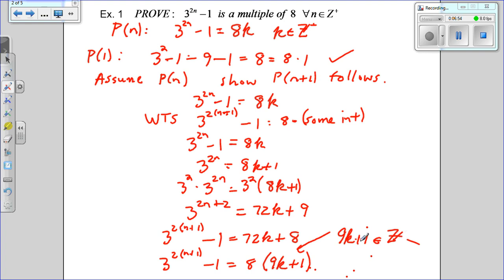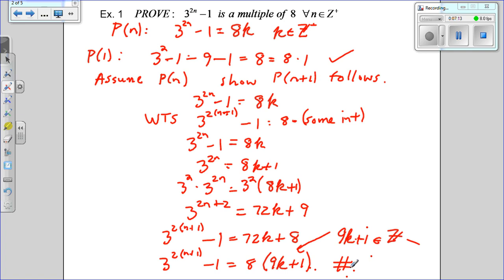And the reason why you know that 9k plus 1 is an integer is because since k is an integer, 9k is an integer by closure for multiplication. And since 1 is an integer, 9k plus 1 is an integer by closure for addition. So there you go. There's the proof.